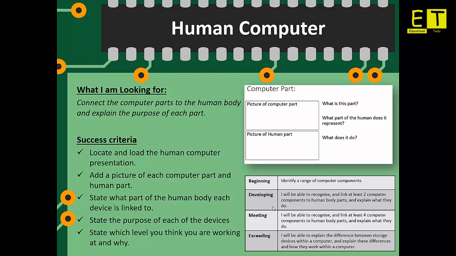So in order for you to achieve a beginning level, you need to identify a range of computer components. However, we are not focusing on beginning. You should all be aiming for meeting to exceeding. So you need to link at least 4 computer components to human body parts and explain what they do. And to achieve exceeding, you should be able to explain the difference between the storage devices within a computer and explain these differences and how they work within a computer. So in order for you to achieve exceeding, you will need to add an additional slide explaining the differences.